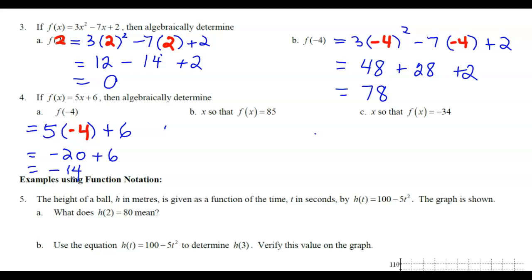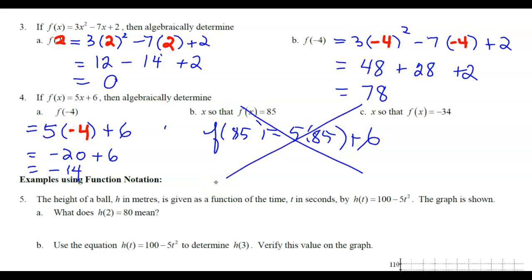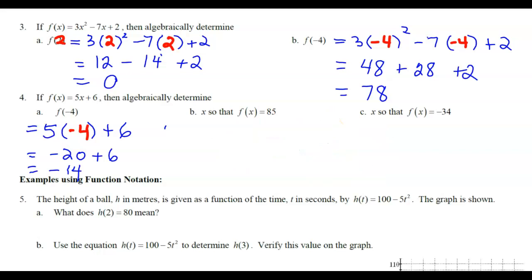Notice the difference in B. So this says, algebraically determine x so that f of x equals 85. So that is not saying x is 85. So a lot of students, don't write this down, but a lot of students will go f of 85 equals 5 times 85 plus 6, which is wrong, okay? This says f of x equals 85.